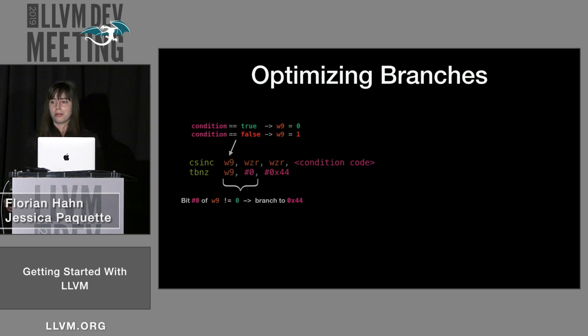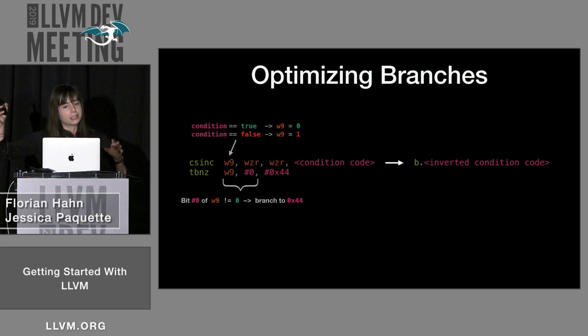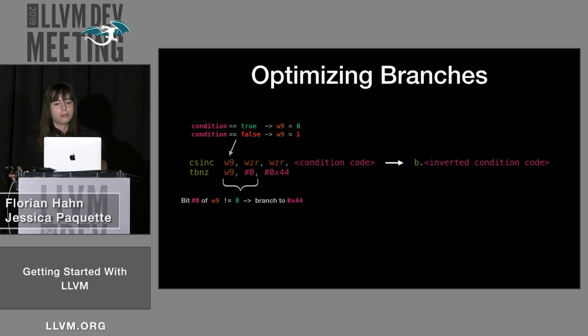Now, if you stare at this for a bit, you might notice that this is the same thing as just checking if the condition given to the CSINC is false, and then just branching. So a simple peephole optimization you might want to do here is replace this pattern when you see it with a branch that checks if that condition's false. This would save an instruction and maybe produce some faster code.